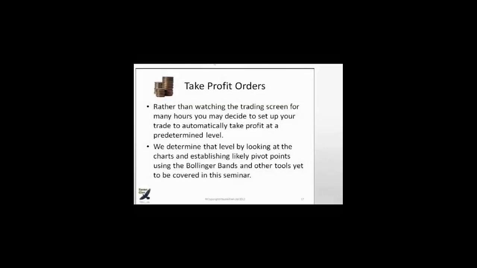Now, when we looked at the opening and closing of orders before, we saw how to manually close an order. Now, there are other options. So rather than watching the trading screen for hours or minutes on end and looking for the appropriate point to exit your trade, you can actually set up the automatic levels to take your profit once it reaches a point that you're happy with. And that level can be determined by looking at the chart and establishing the likely points of resistance and support using Bollinger Bands, which we mentioned earlier, and other tools which we'll discuss later on in the course.